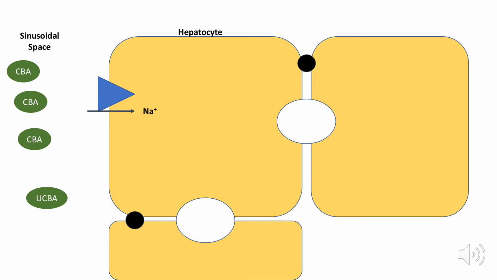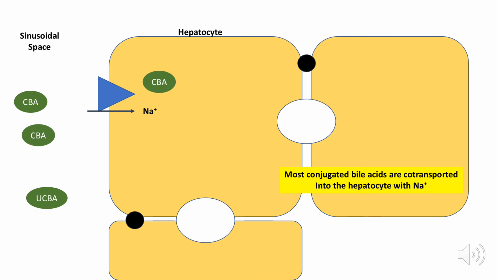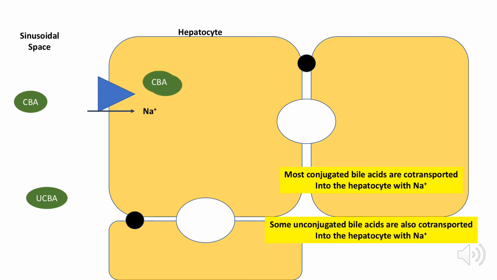If you look at the little arrow here, we have the sinusoidal space on the left, the hepatocyte, the canaliculus is this little white area here, and the thing to remember is that most conjugated bile acids are co-transported into the hepatocyte with sodium, so therefore it's a secondary active transport mechanism. So the CBAs, conjugated bile acids, let's have a look. There goes one, there goes two, but you'll also see some unconjugated bile acids are also co-transported with sodium. Not a great amount, but some of them are, so just be aware of that.